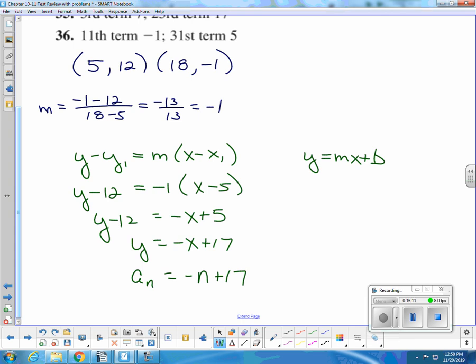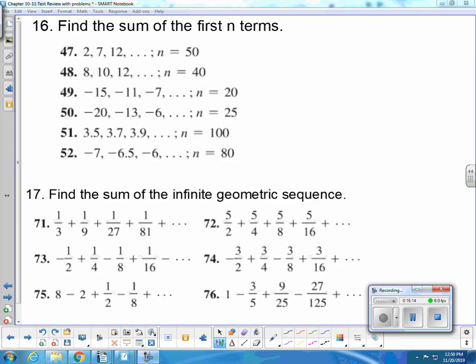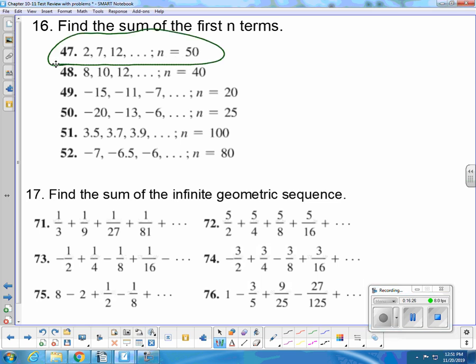You ready? Find the sum of the first so many terms. So which one do you want to do? 47. Guys, it does not matter. These are all what type of sequences? Finite. They are. They're giving you so many terms, so it's finite. But also arithmetic. They're adding or subtracting by a certain number. Yes? So we're going to use the arithmetic summation.